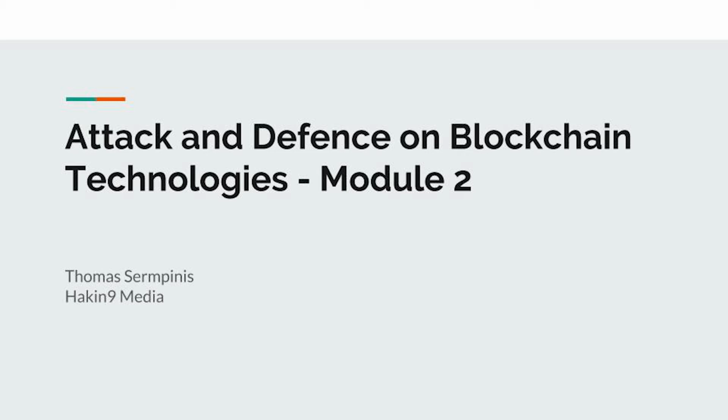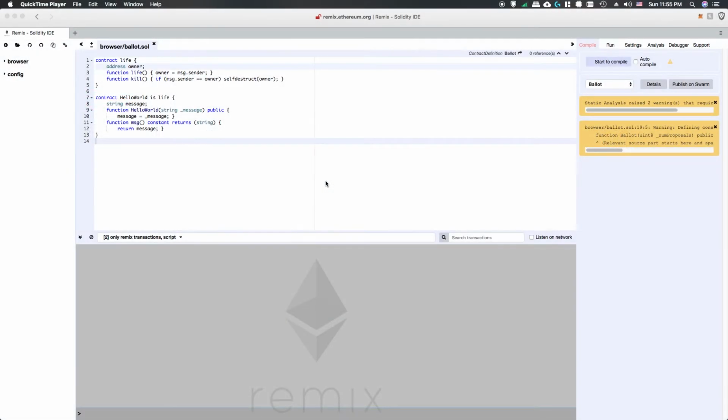In this video for Attack and Defense on Blockchain Technologies Module 2, we are going to see the Hello World contract, or how we implemented the Hello World contract in Solidity. As you can see here, we have two different contracts. The first one is called Life, which implements two functions, the function life and function kill, which are then inherited by the contract Hello World with this keyword here, which is Hello World is life.